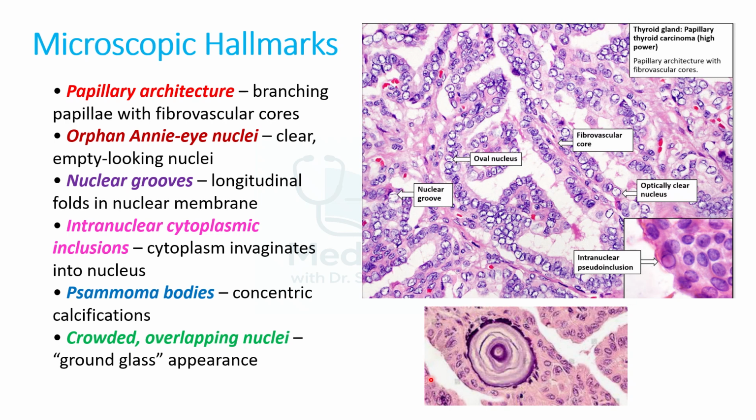Another feature are Psammoma bodies. These are tiny, round, concentric calcifications. The name comes from the Greek psammos, meaning sand, because they look like little sand grains under the scope. Finally, the nuclei are often crowded and overlapping, giving that ground glass look. So whenever you see Orphan Annie nuclei, nuclear grooves, Psammoma bodies, the answer in your exam is almost always papillary thyroid carcinoma.